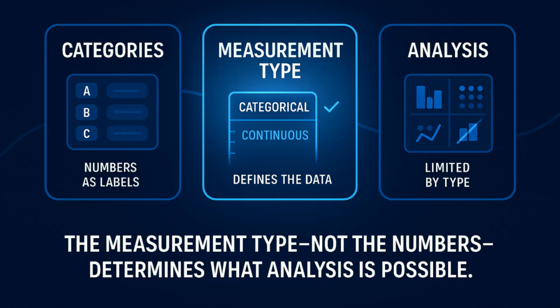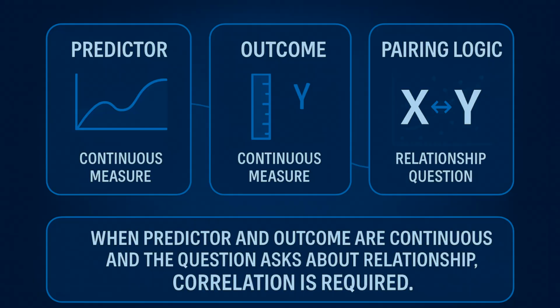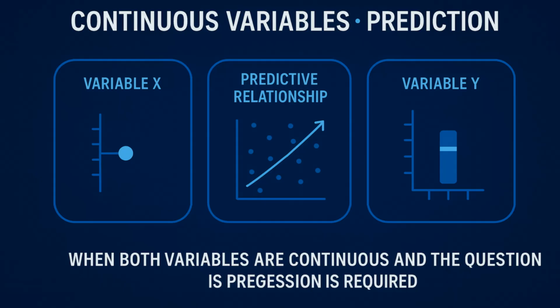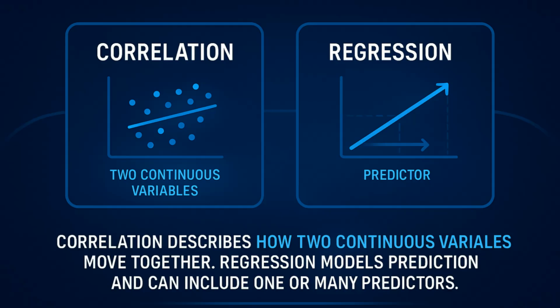Assigning numbers to categories does not change the nature of the variable. The type of measurement determines what analysis is possible, not the numbers visible in the dataset. Understanding how predictors and outcomes pair together makes test selection much clearer. When both the predictor and the outcome are continuous and the question asks about relationship, correlation is required. When both variables are continuous and the question asks about prediction, regression is required. Correlation always involves exactly two continuous variables and only describes how they move together, while regression models prediction and can include one predictor or many.